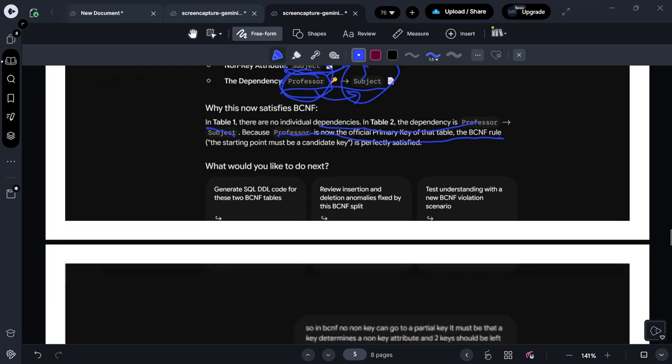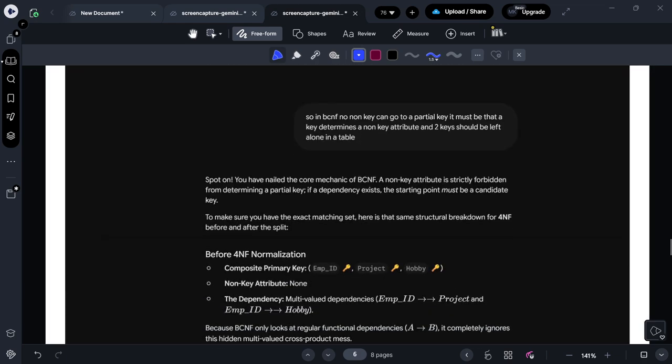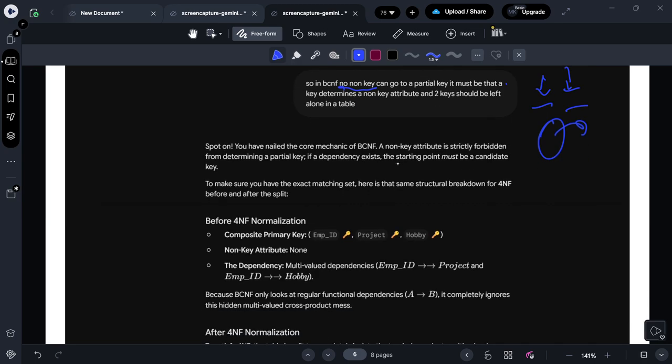So the starting point must be a candidate key is perfectly satisfied. So BCNF is no non-key. For example, something that is not a key can go to a partial key. It must be that a key determines a non-key attribute and two keys should be left alone in a table. So if there are two keys, they should be left alone in a table, and it must be that a key determines a non-key attribute. So only a key can determine a non-key attribute. A non-key attribute is strictly forbidden from determining a partial key if a dependency exists. The starting point must be a candidate key.